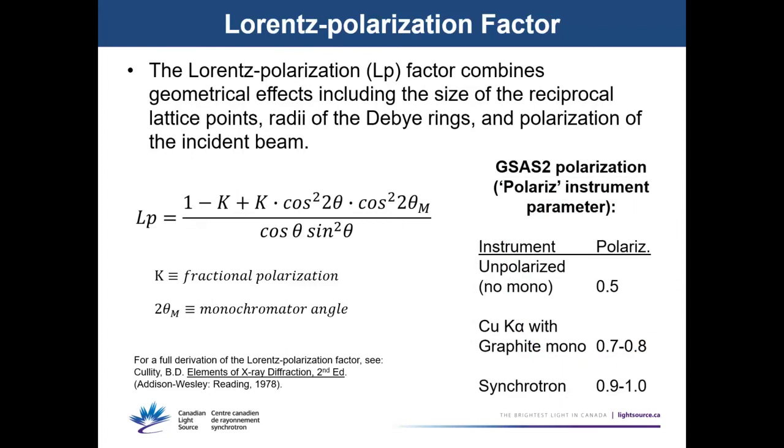Practically, what this means using GSAS-II is there's a value for the polarization in the instrument parameters, and I've listed some of the typical values you would use here for different instruments, which range from 0.5 for an unpolarized lab instrument with no monochromator to very close to 1 for highly polarized synchrotron X-rays. And often you can refine these if you want a very precise value using a standard material as well.